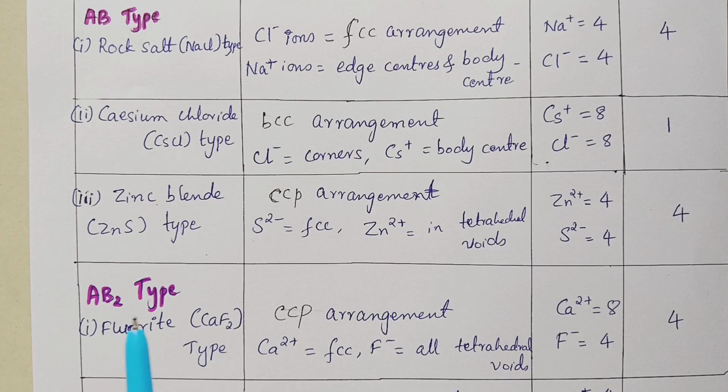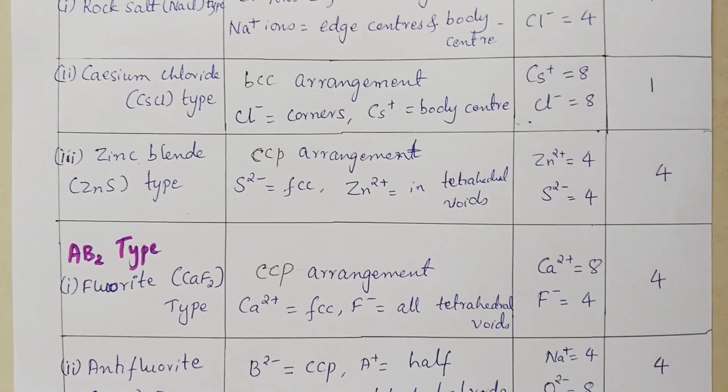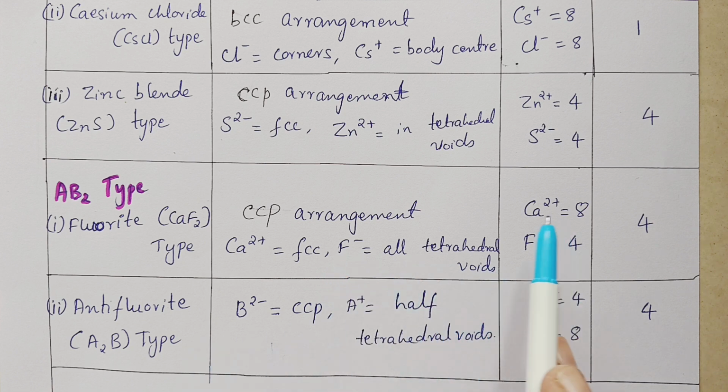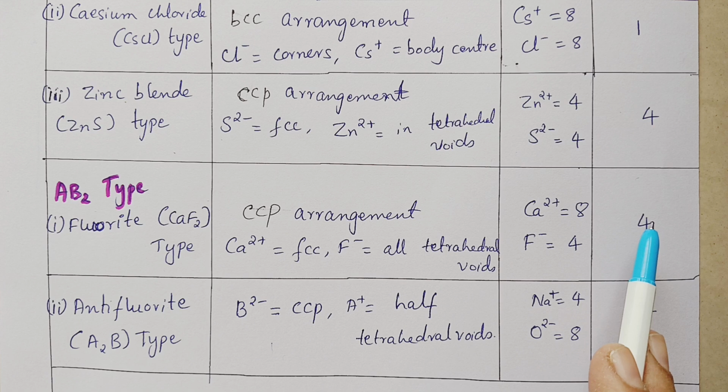The second type is AB2 type. There are two examples. One is fluorite, CaF2 type. It follows CCP arrangement. The calcium ions have FCC arrangement and fluoride ions are present at all the tetrahedral voids. The coordination number of calcium ions is 8 and the coordination number of fluoride is 4. The formula units per unit cell is 4.